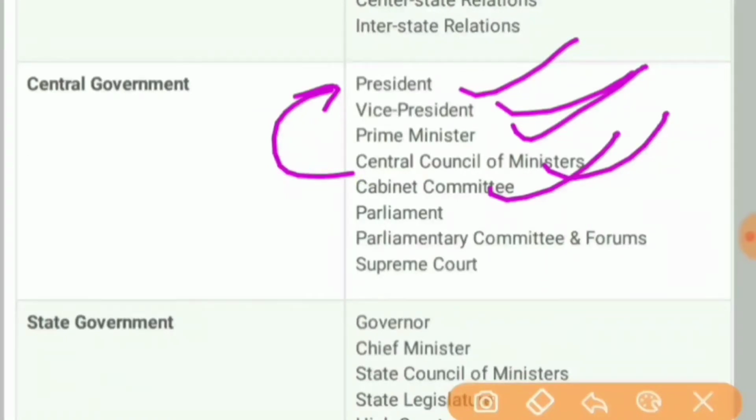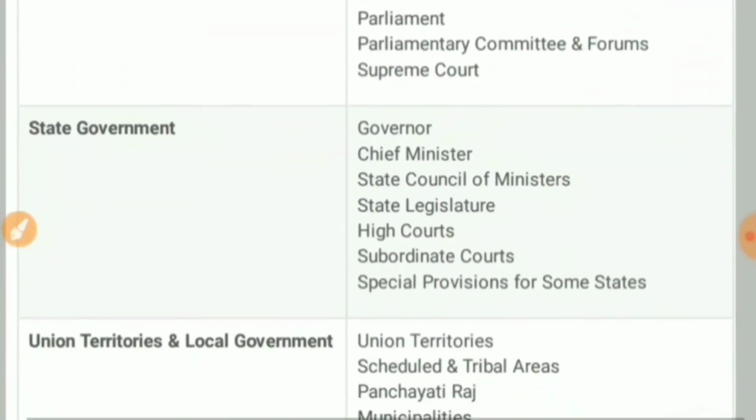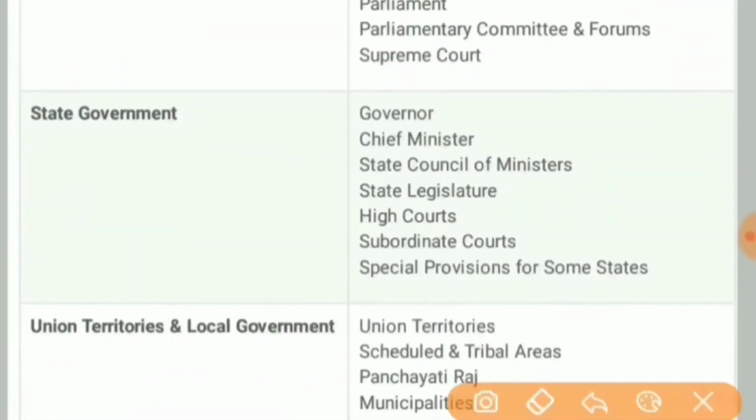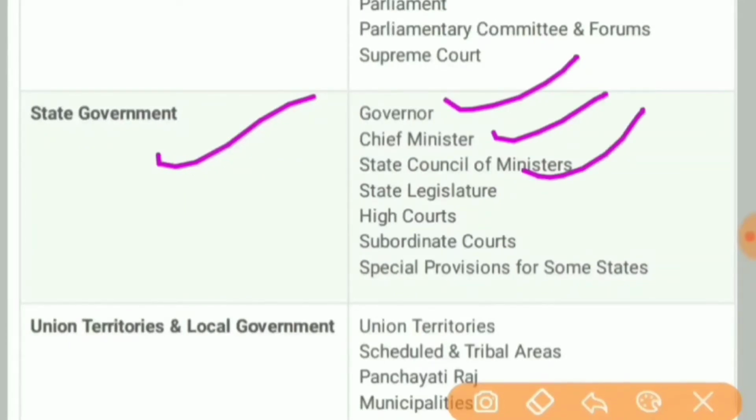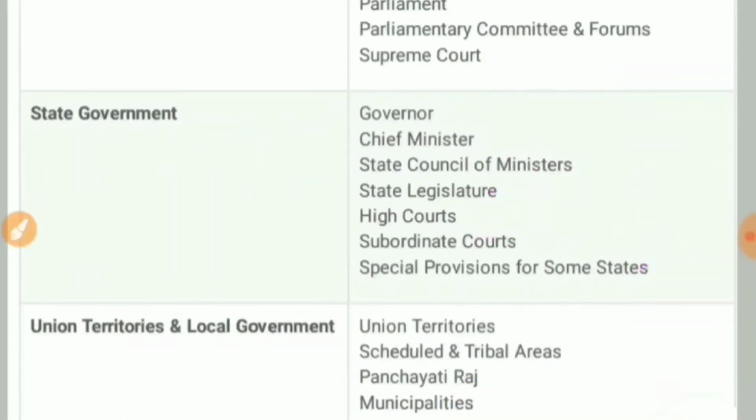Then cabinet committees, and Parliament. Parliament is the lengthiest chapter in Indian Polity by Laxmikanth. Then we have parliamentary committees and forums, and the Supreme Court. Similarly, at the state level, we have the Governor, Chief Minister, state council of ministers, state legislature, High Courts, subordinate courts, and special provisions for some states.